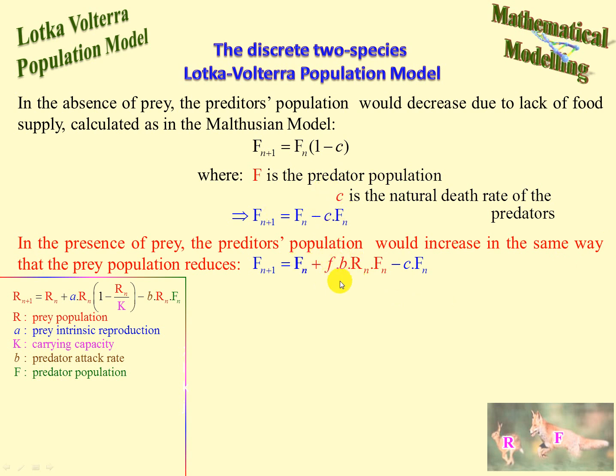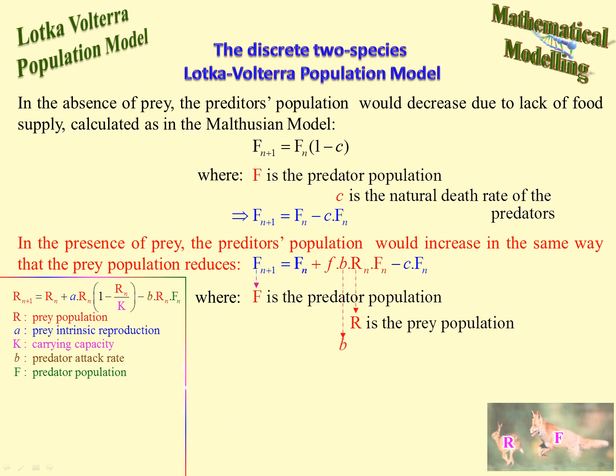In the presence, the predator population would increase in the same way that the prey population reduces. So there's the reduction, BRF. So now it's increasing in that same proportion, except there's a new factor here, being sort of an effectiveness. So there's the predator population. There's the prey population. There's the per capita attack rate of the predators. We're used to these. We came across them in this formula as well.